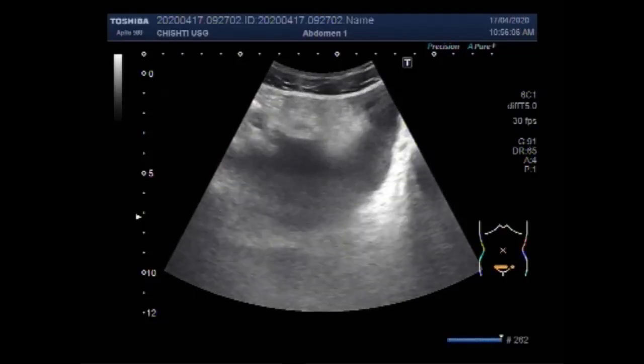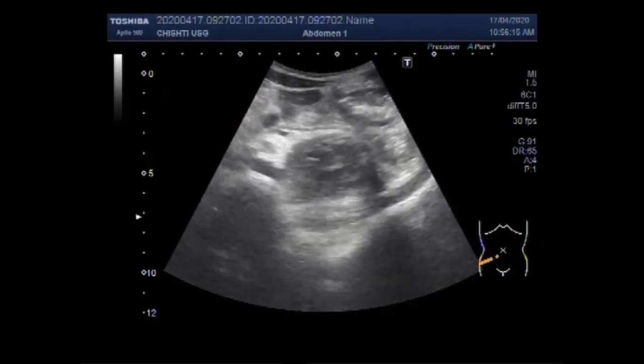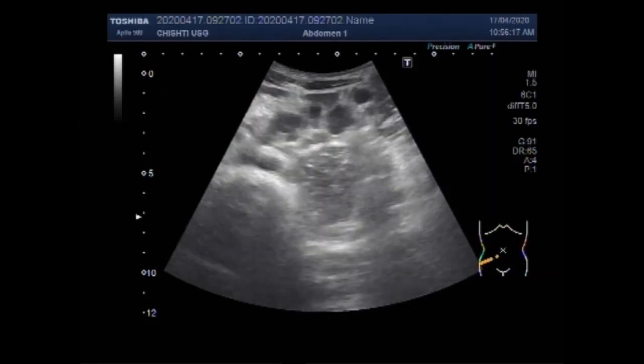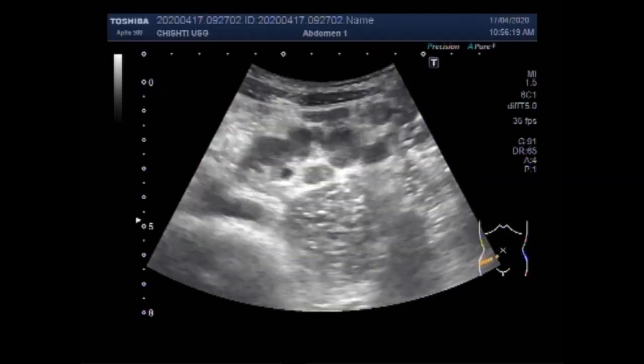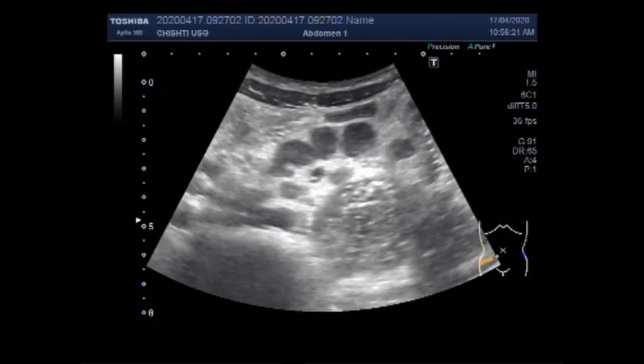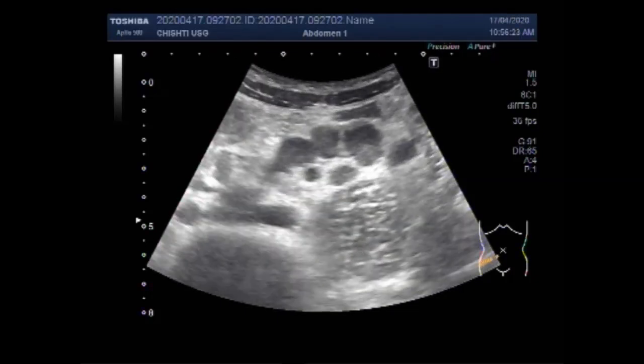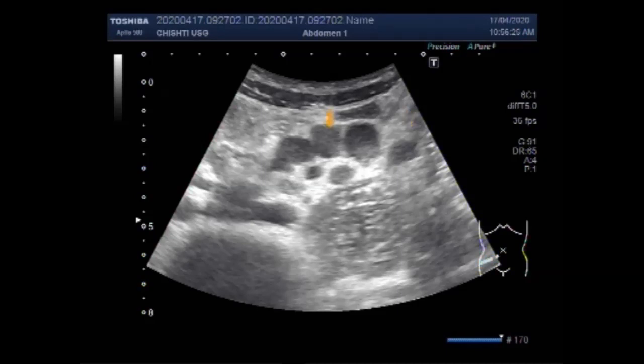A normal young adult body contains up to 450 lymph nodes, of which about 60 to 70 are found in the head and neck, 100 in the thorax, and as many as 250 in the abdomen and pelvis. Now you can see the area of scan is right iliac fossa, and you can see multiple enlarged lymph nodes in this area.